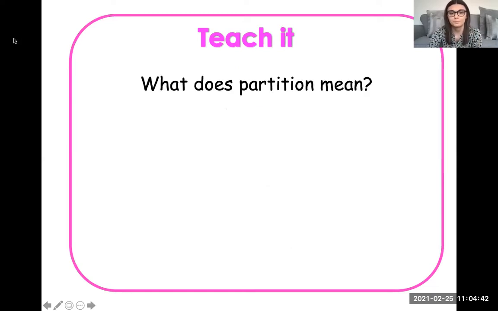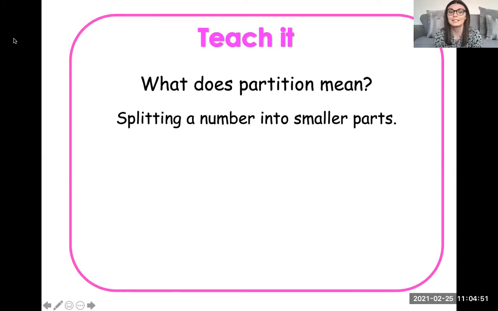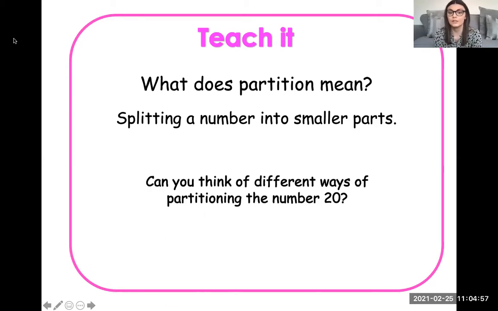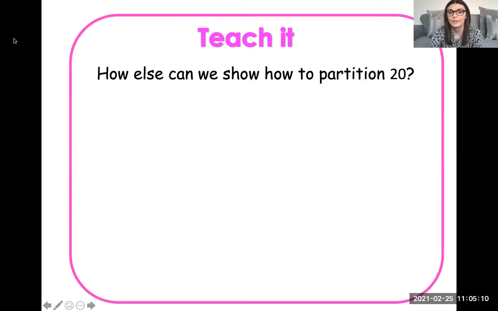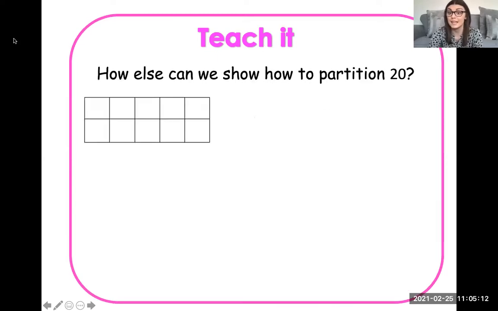Okay. So what does partition mean? Have a quick think to yourselves. What does it mean? Well done. Yes, it's splitting a number into smaller parts. We're breaking that number down. So can you think of any different ways of partitioning the number 20? You might need to pause the video and use your maths toolkits to use the different bits of stationery to help you. Okay, so we can use a tens frame.